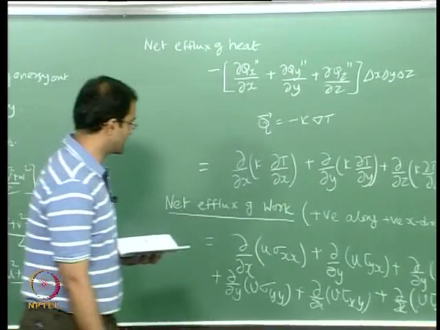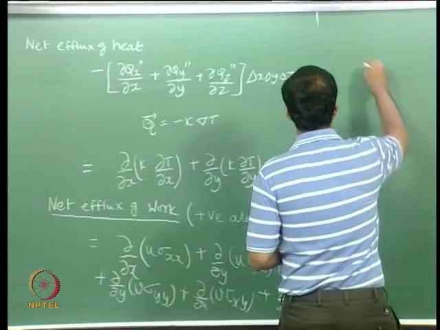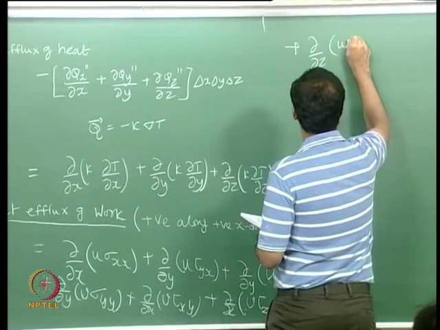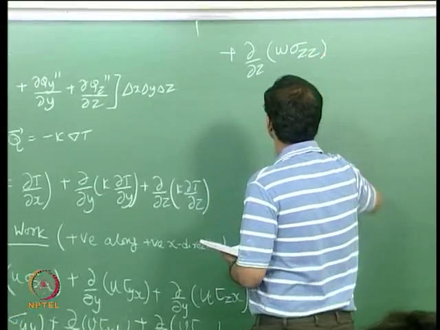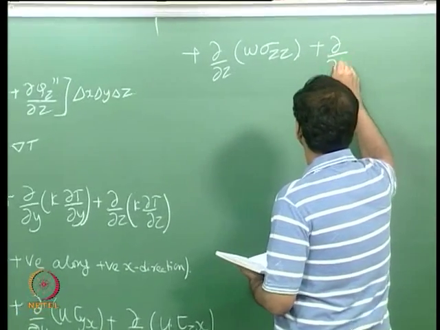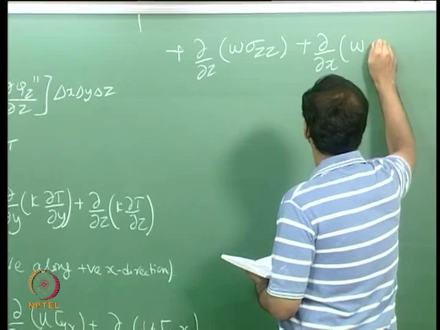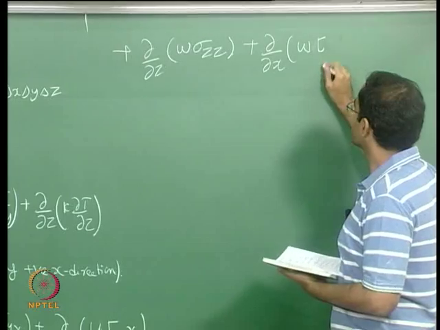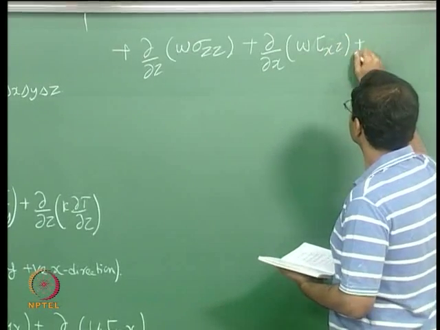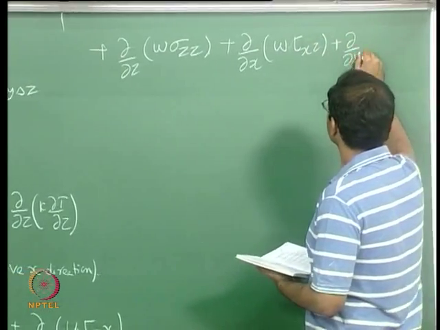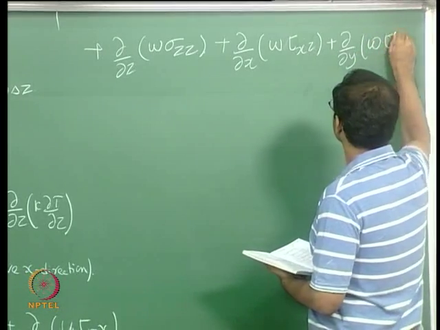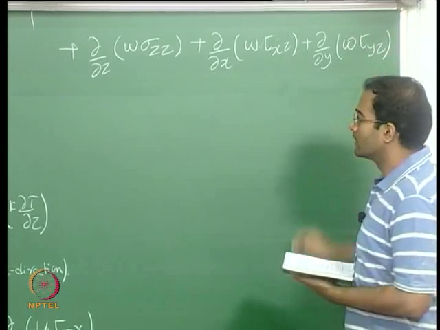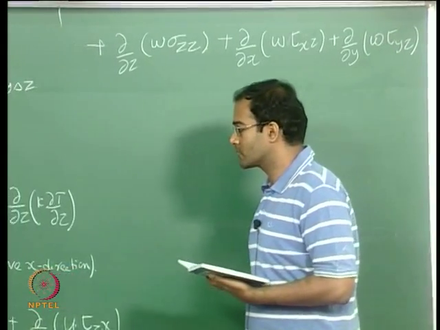Okay, so this is a good exercise for you. Plus you have d by dz of w into sigma zz plus d by dx of w into sigma, what should be this term, tau xz, plus d by dy of w tau yz. Okay, so these are the contributions to the surface forces.